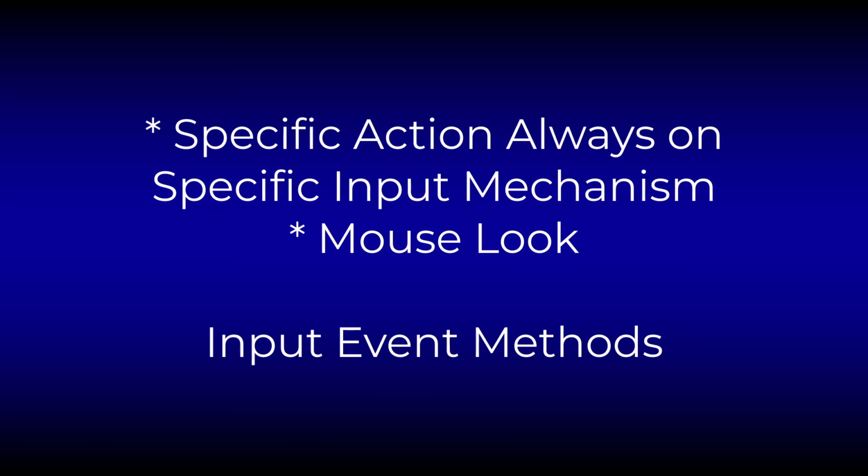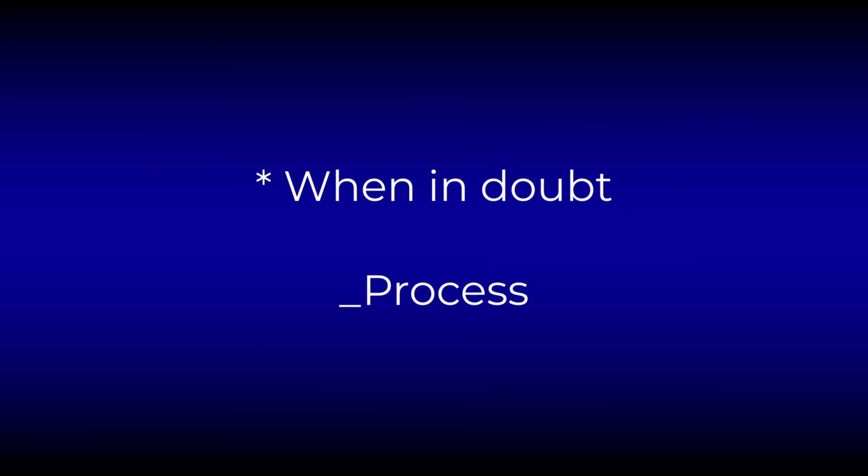If you have a specific thing that needs to happen when a specific input mechanism is triggered, like a mouse look translating to camera look for a first-person game, use the input event methods. And when in doubt, just stick to underscore process.